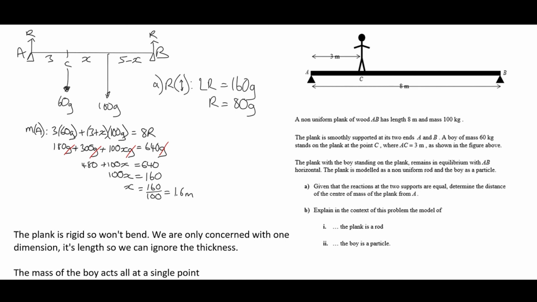When it comes to modeling the boy as a particle, well, we're thinking of the mass, we're thinking of the weight of that boy acting all at one point. We're not going to consider how much weight is attributed to his left foot or his right foot. Is he leaning more in one direction than the other? Once again, those are unnecessary complications. We'll just consider his weight to be at one exact point, 3 meters away from A.